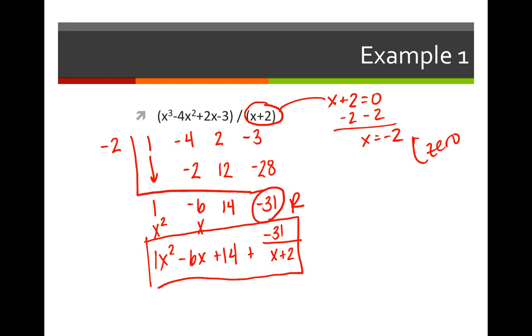Your other option for putting those variable terms back in is that we started with an x to the third and we divided out an x to the first. So that means the result is going to be an x squared, and then you count down from there. So it would be the x squared, x, constant, and remainder.